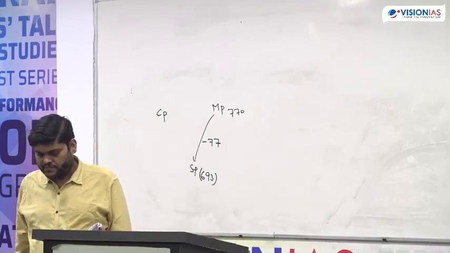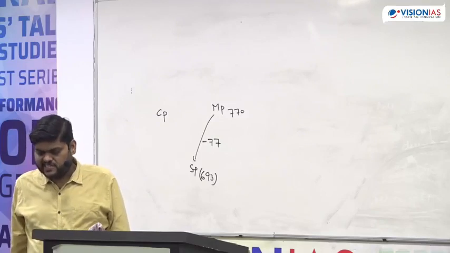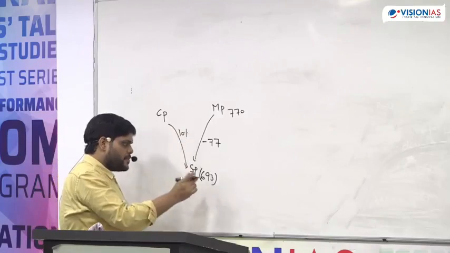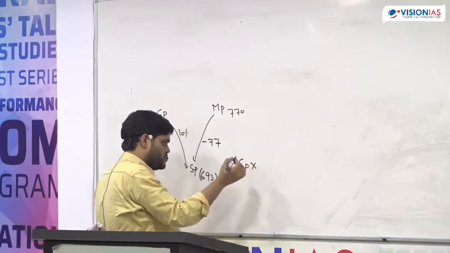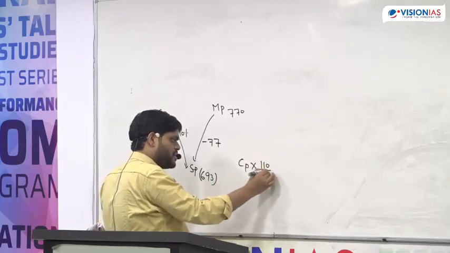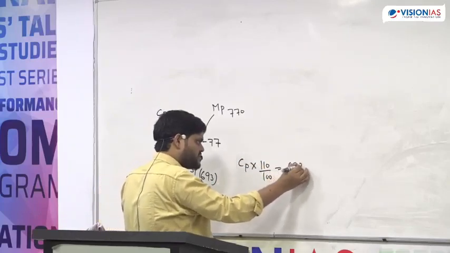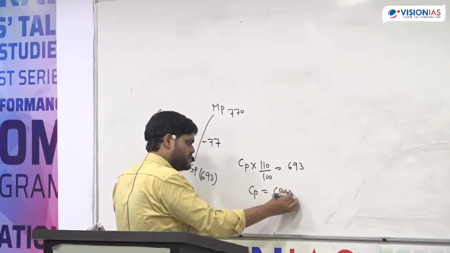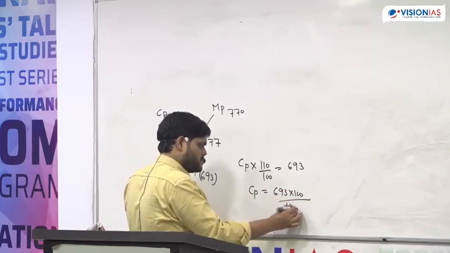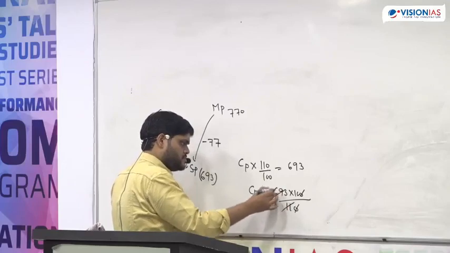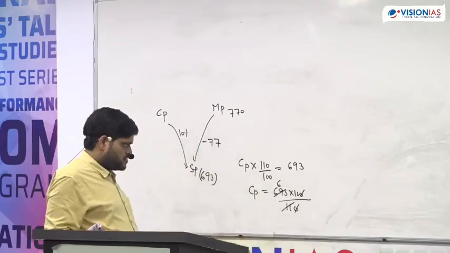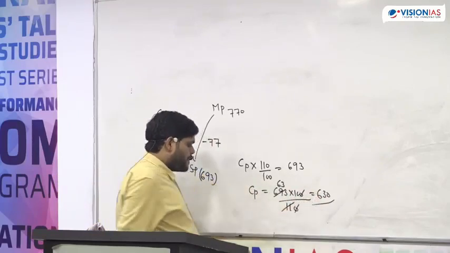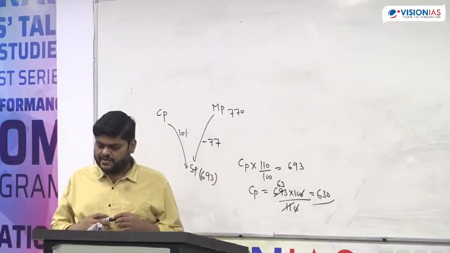Now what is the question? Still he is making a 10% gain. That means CP into 110 upon 100 is equal to 693. So CP from here we can say that, yes, the correct answer is 630.